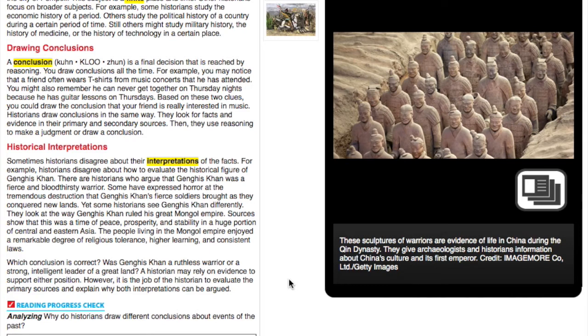Historians draw conclusions in the same way. They look for facts and evidence in their primary and secondary sources. Then they use their reasoning to make a judgment or draw that conclusion. We do it all the time, and the more evidence you have, the stronger your conclusion will be. So we want as much data as possible when we draw these conclusions. And what it comes down to, guys, is you're going to eventually have to get there and make your decision.